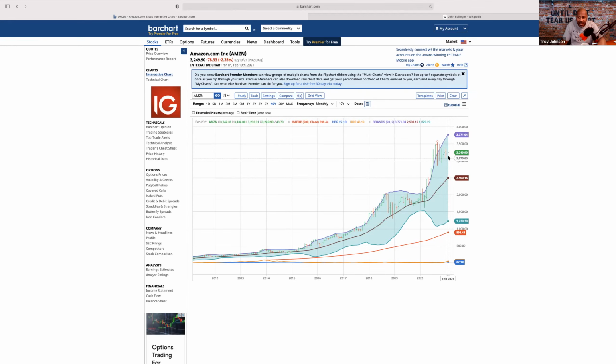Two deviations means that the stock price is 95% away from its average. So if a stock typically averages around this 20-day, and it's on this line, there's a 95% probability that it's going to come back here because it's away from its average. So if you were to get into a trade and you want to buy a stock and it's away from its average, it is trending high.